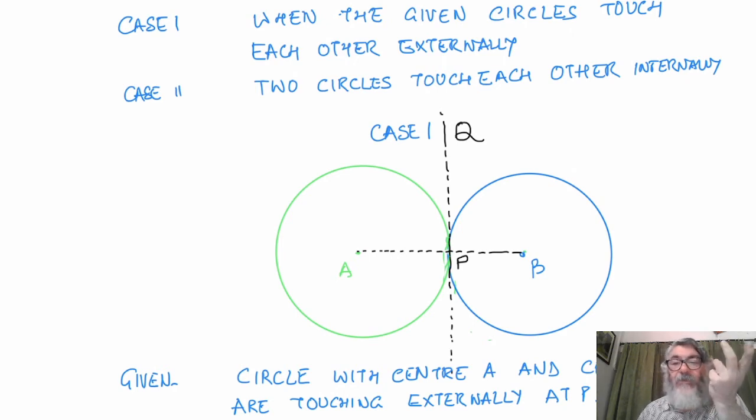They will touch each other. They can be cutting, or they can be not touching, even separated. But here he is saying when they are touching. So we are saying the two circles with centers A and B are touching each other externally. In case 1 I am talking of external touching. In the second case, we will consider when the two circles are touching internally. That is possible. So circles with center A and center B are touching externally at P.